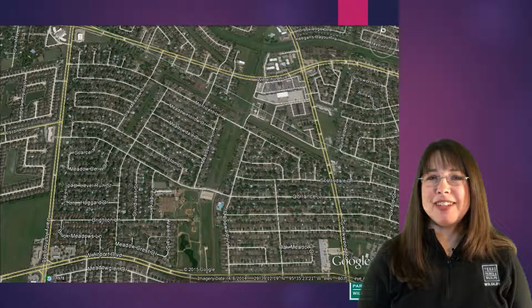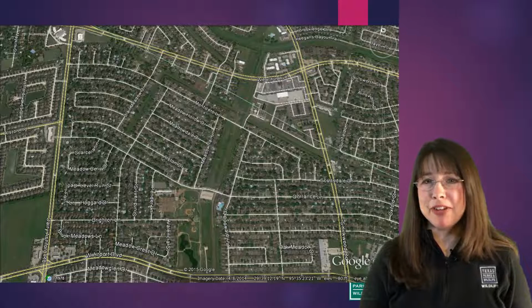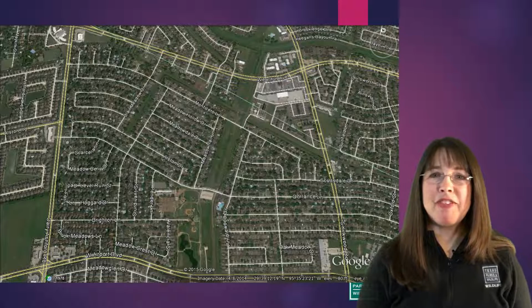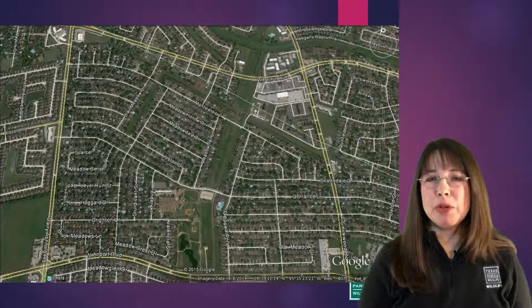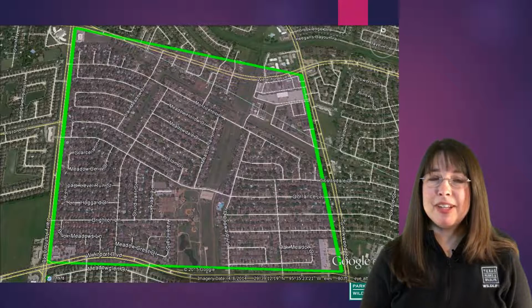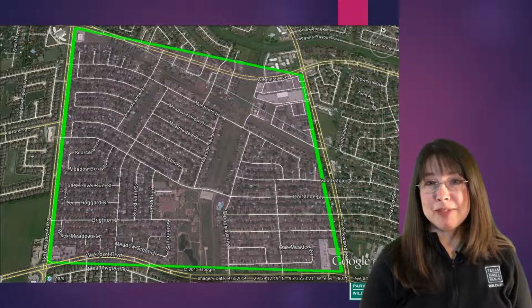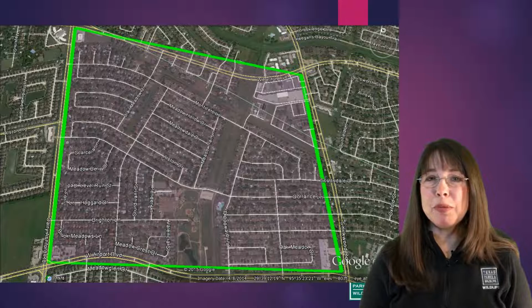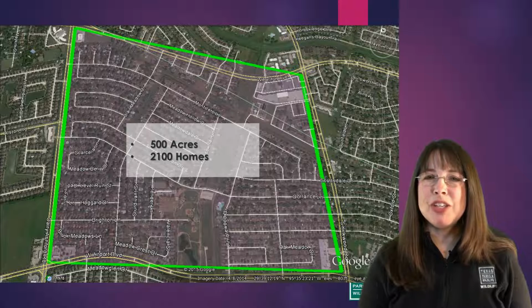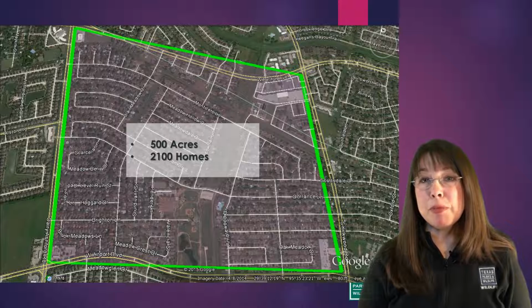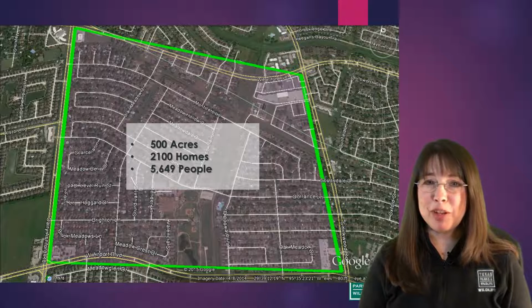Here's a place in Houston, Texas. The human density is about average for the suburban areas of the city. I found a subdivision that's about 500 acres, about the size of the one that my colleague was working on out in the hill country. Here's what that 500 acres looks like. And I counted the number of individual homes that fit inside that box, and there are about 2,100 homes. So I checked the 2010 census for the average number of people in this part of Houston per home and calculated that there would be about 5,649 people in this one 500-acre area.